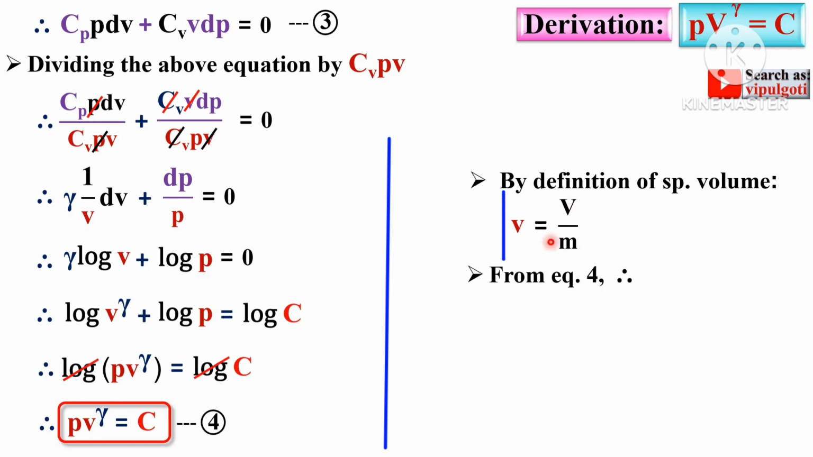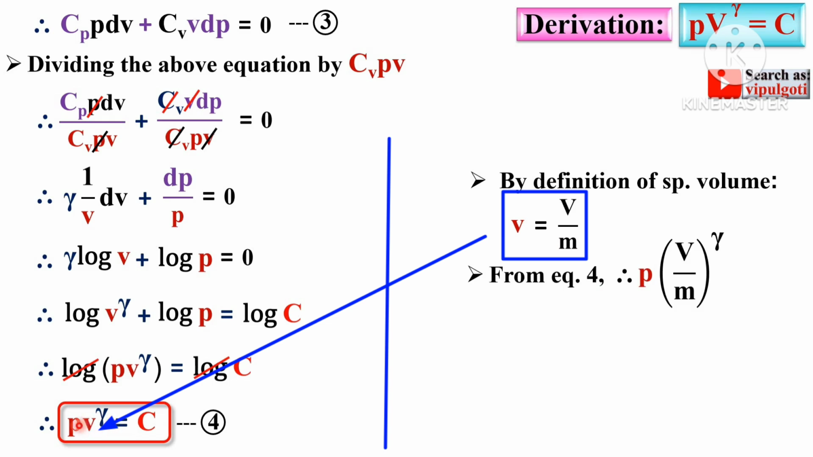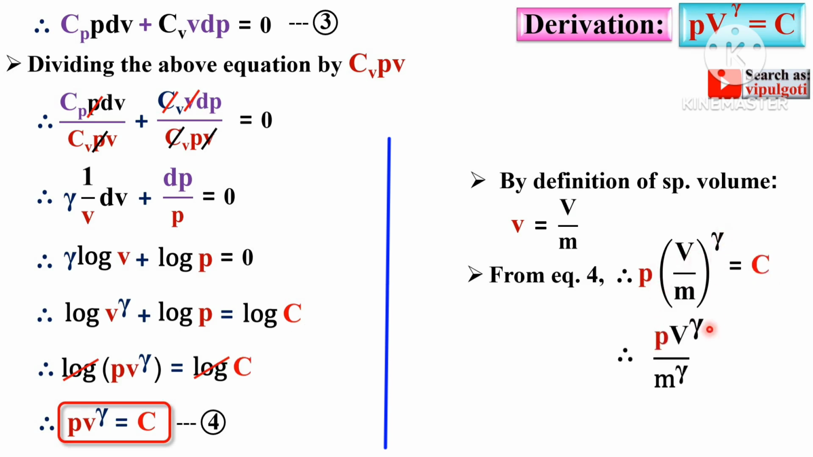So I can put v equal to V by m in this equation. So P as it is, instead of V it is now V by m, whole raised to gamma, is equal to constant. Simplified, P into V raised to gamma upon m raised to gamma is equal to constant. Now you know that m is constant, so m raised to gamma is also constant. So you can say PV raised to gamma is equal to constant. So this is the governing equation of the adiabatic process.